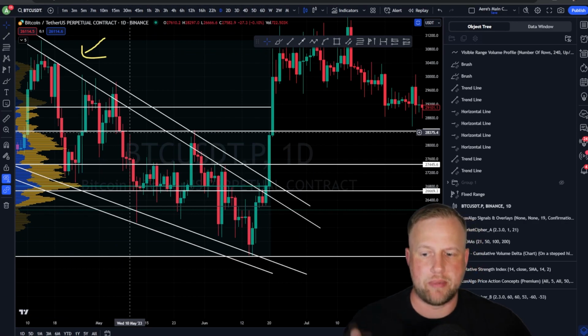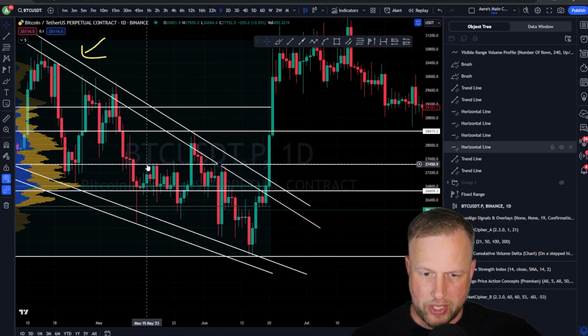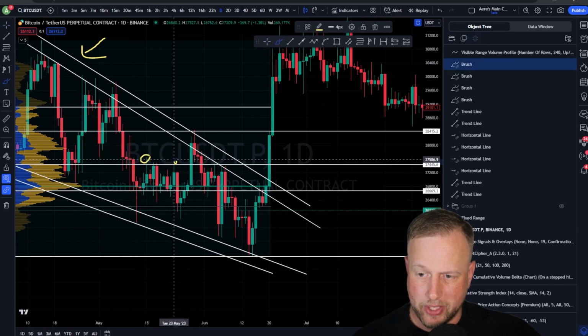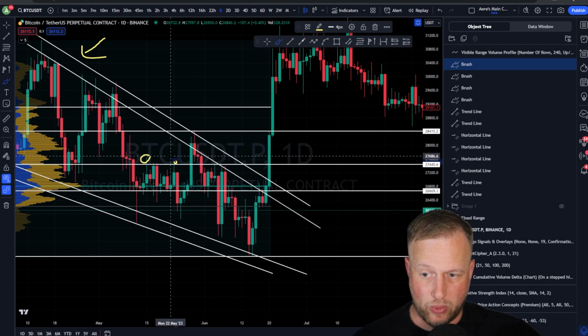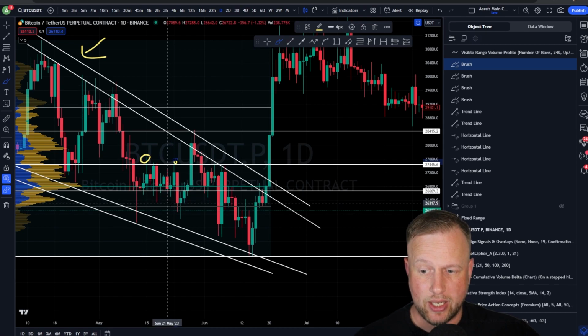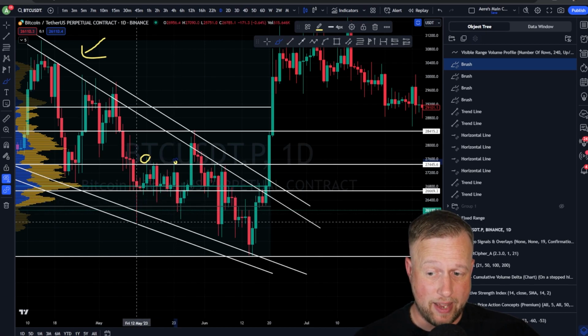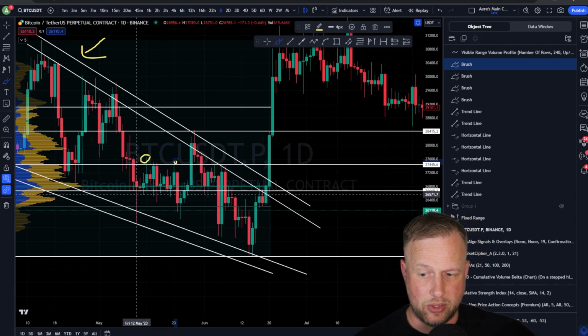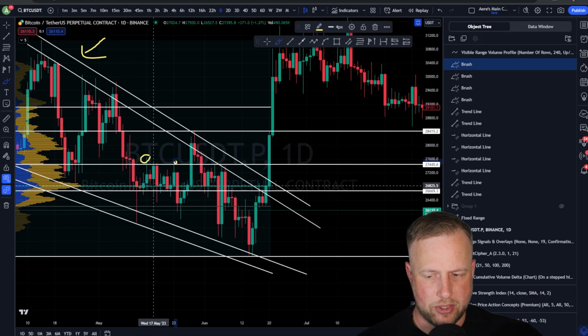However, sometimes you get some wicks through it, right? So like 27,450 here was a level. We got some wicks above it, but you know where to set your stop loss: right above the wicks. Same thing with the downside. Now, sometimes they're a lot heavier, like this one here. You better get a good entry, but you wouldn't short the support, so that doesn't even come into play here.